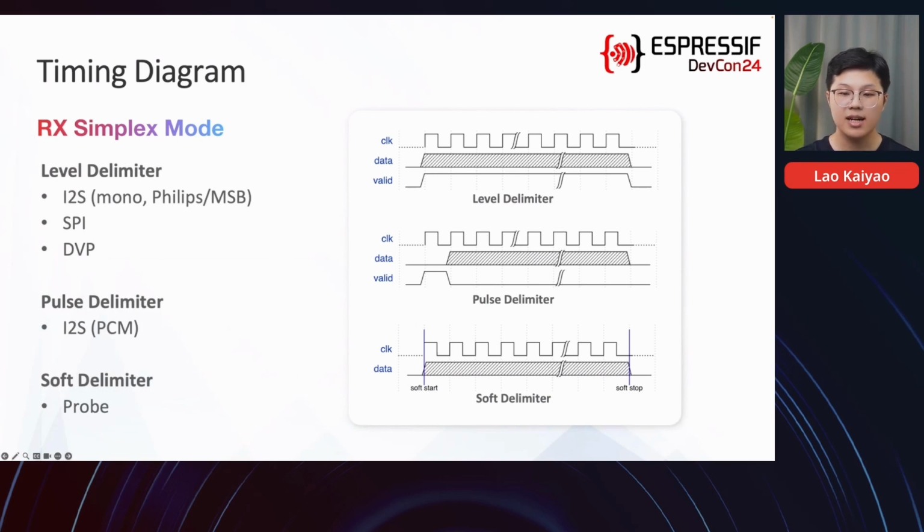So the level delimiter can be used to receive the I2S bus with Philips and MSB format, as well as SPI and DVP bus. The pulse delimiter can literally separate the data with pulses. This timing diagram only shows a typical usage of I2S of the PCM format. It is actually quite flexible. You can choose the pulses aligned with the data or with one bit shifted like this.